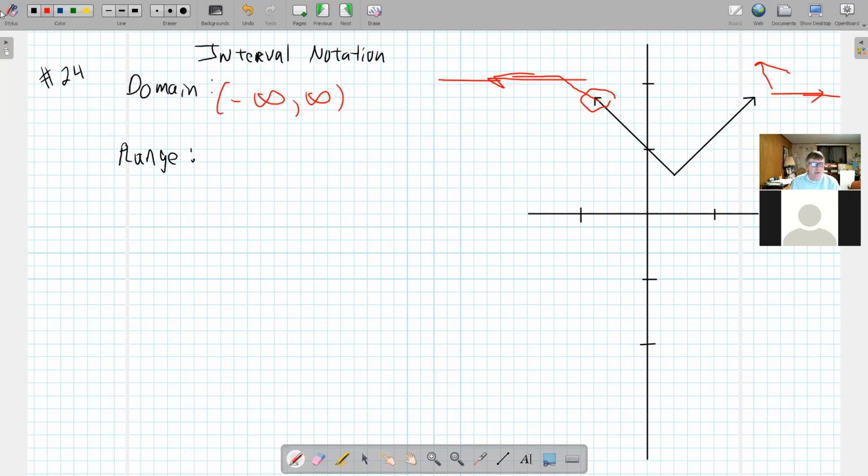The range, however, let's do the range in green. The range is the y values, okay? This thing keeps going up, this thing keeps going up, but it doesn't go down past 3. So the range would start at 3 and go to positive infinity. And it would include 3 because on the graph, it looks like this point is in fact included. Any questions there? Okay.